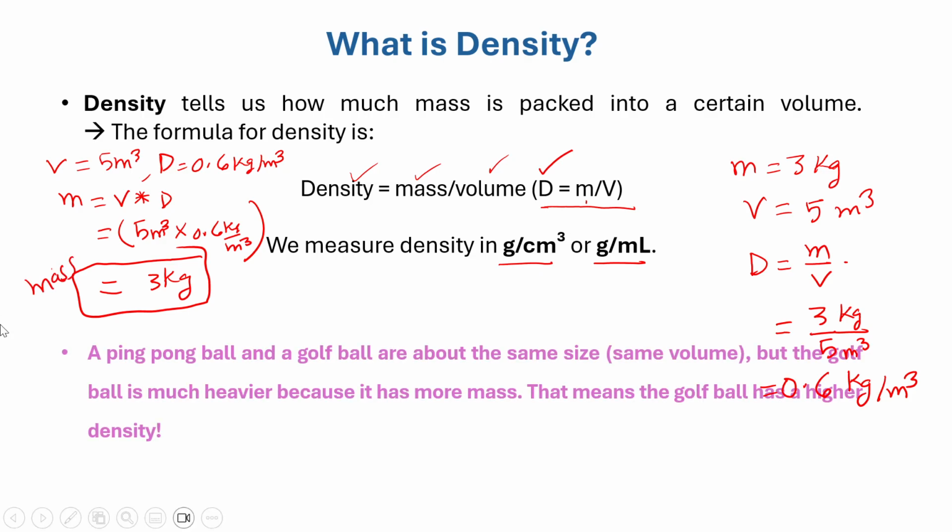So this is a fun experiment. A ping pong ball and a golf ball are about the same size, same volume, but still the golf ball will be much heavier because it has more mass inside it. That means that the density of this golf ball will be much higher than the ping pong ball.